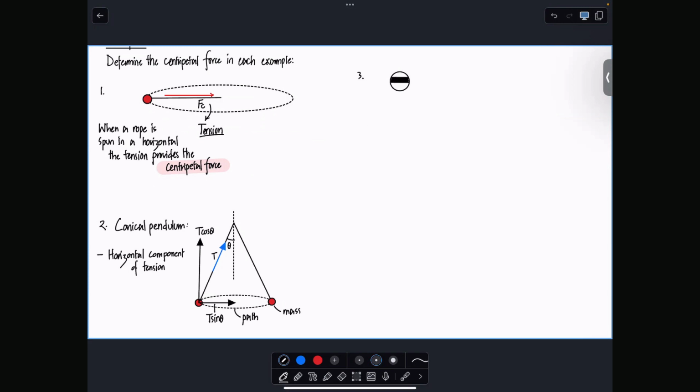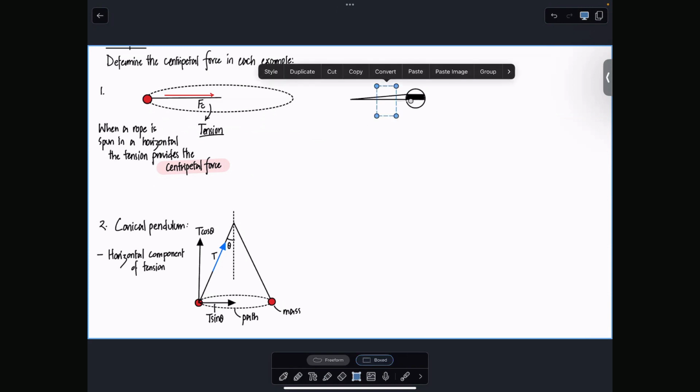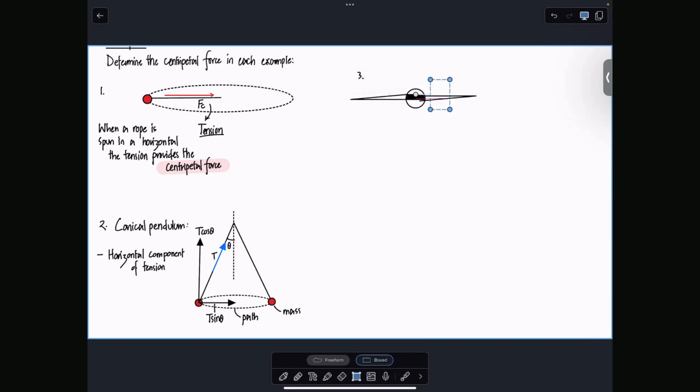Right, next is... I'll give you progressively complicated questions, so each one is a little more complicated than the previous one. So an aeroplane. This is an aeroplane that's taking a turn and going in a circle. You need to figure out what's the centripetal force here. So this is an aeroplane undergoing circular motion.